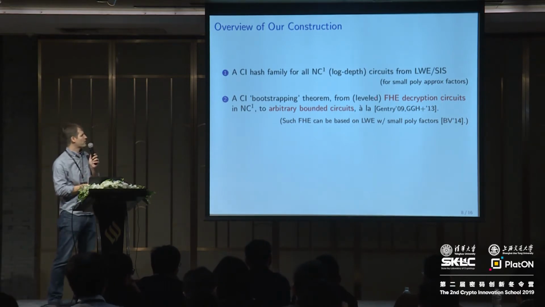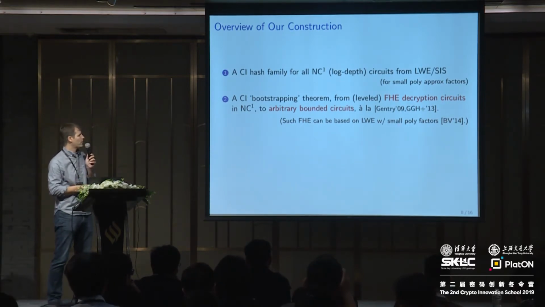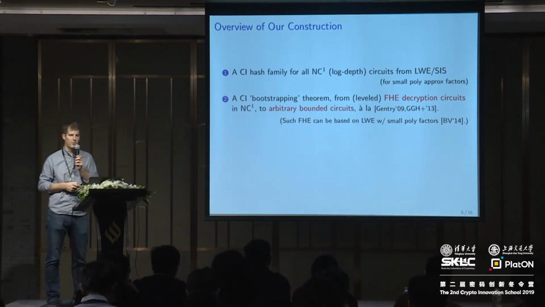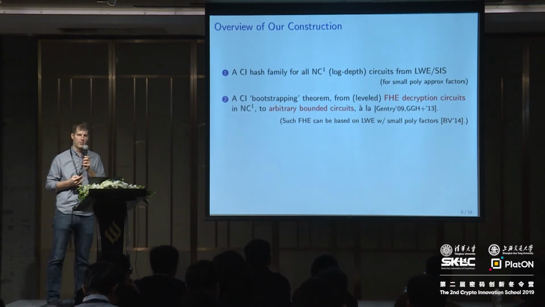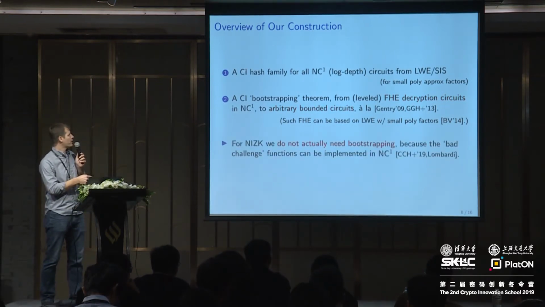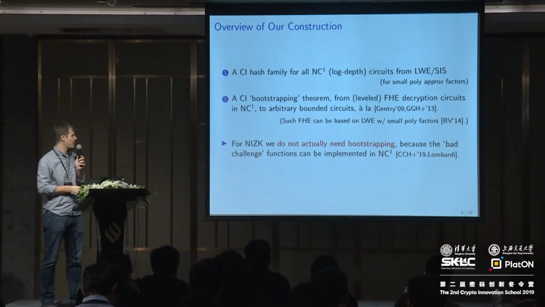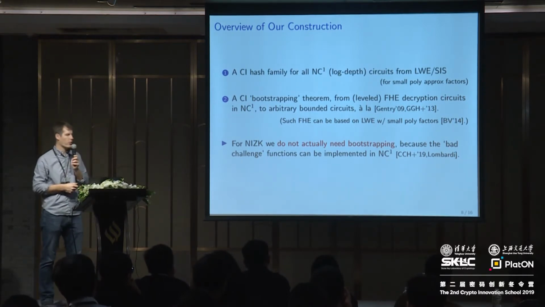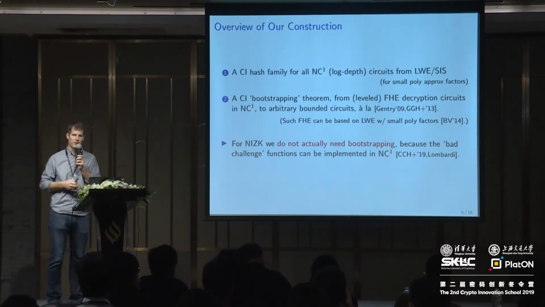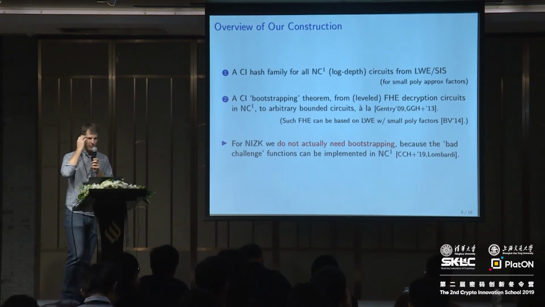So we do know how to build such leveled FHE from LWE with polynomial factors, and so putting these two things together, we can get correlation intractability for arbitrary bounded size circuits from LWE. But in fact, the first step is really all we need for NISC. So for NIZK, we don't need the bootstrapping because it turns out that the bad challenge functions that we're interested in are already implementable in logarithmic depth. And so step 2 is not really necessary for what we are looking for.